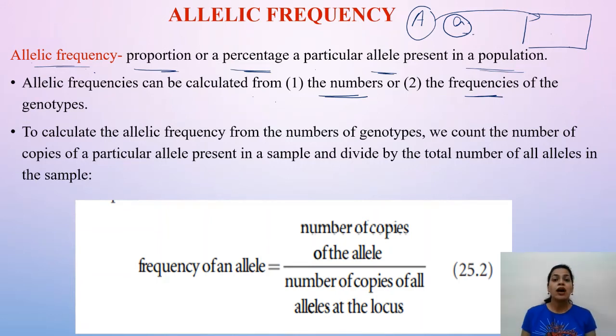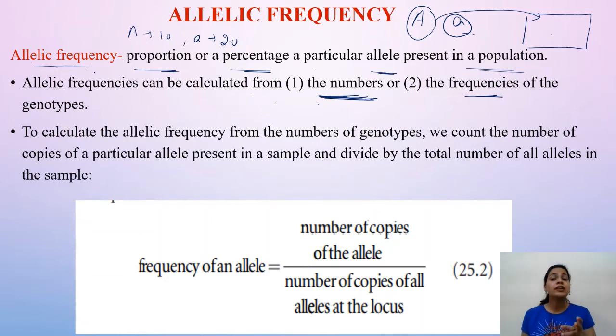Okay, so one way we can calculate is if the number of individuals is given in which a particular allele is present. For example, if capital A is present in 110 individuals and small a is present in 20 individuals, then with the help of these numbers we can calculate the allelic frequency.